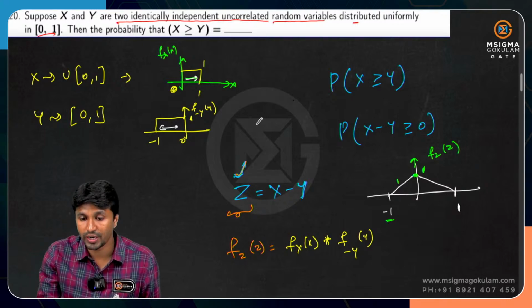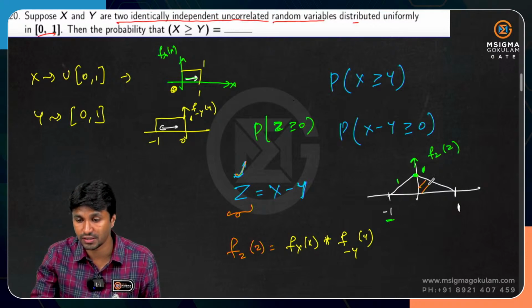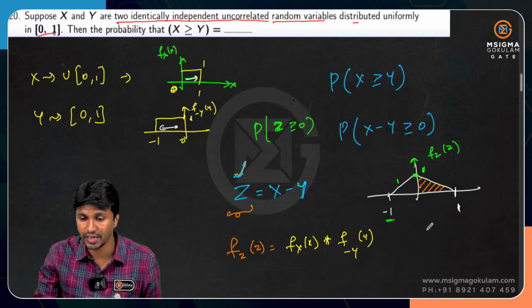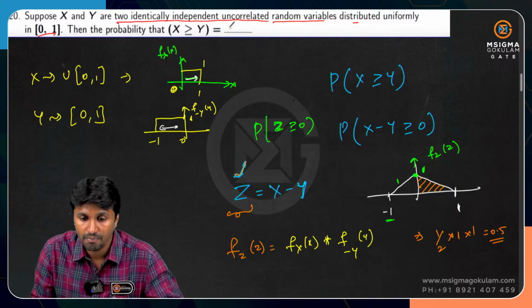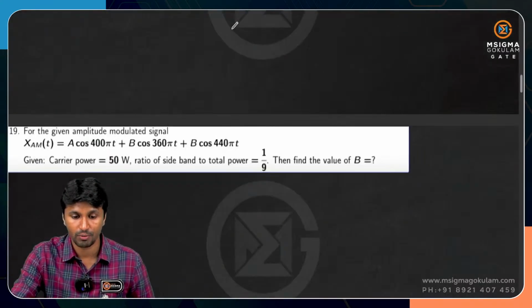So all you require is the probability that z is greater than or equal to 0, right? You can clearly see that all you require is this area. So what is this area? Half into base, which is 1, into height, which is 1. So therefore, 0.5, right? So this probability is 0.5. This is how you solve this particular problem, right?